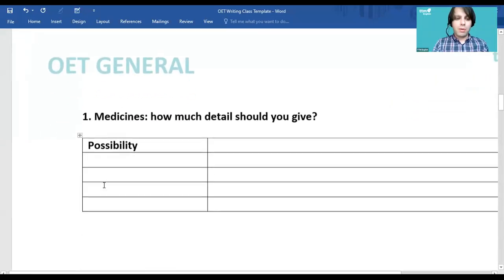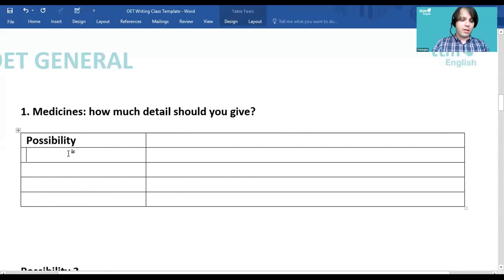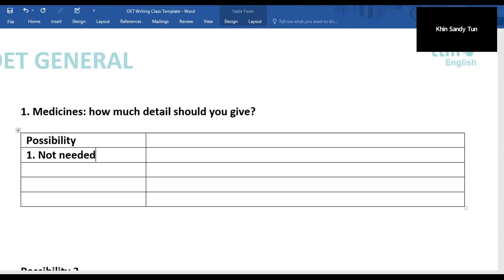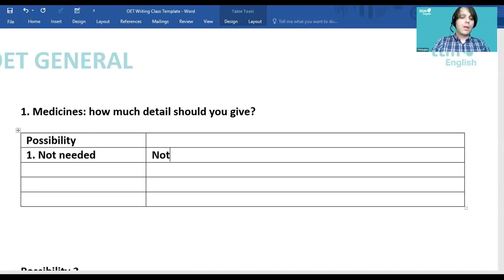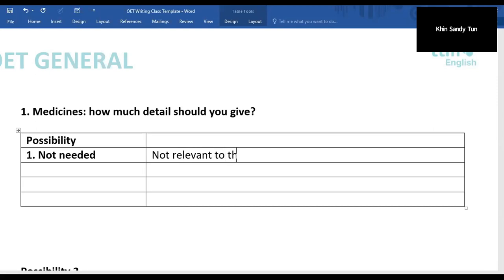Here are the possibilities. One possibility, I call this the first one, is you don't have to include anything. One possibility is that it is not needed at all. So why would it not be needed? Not relevant. Not relevant to who? To the writer. The writer?